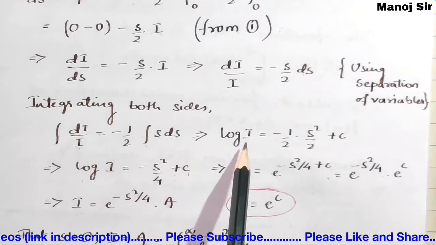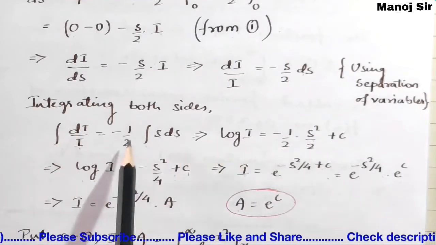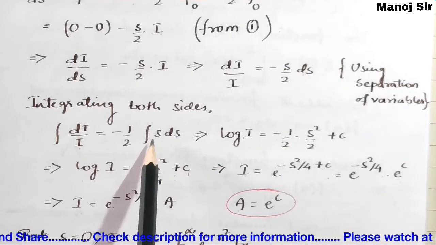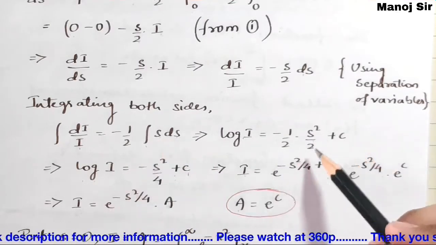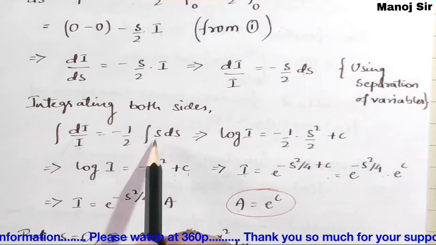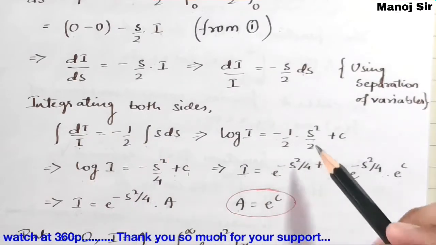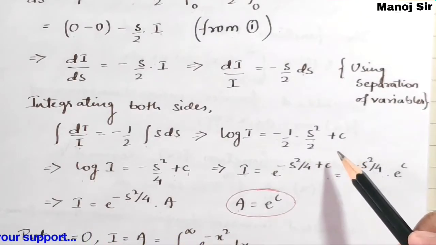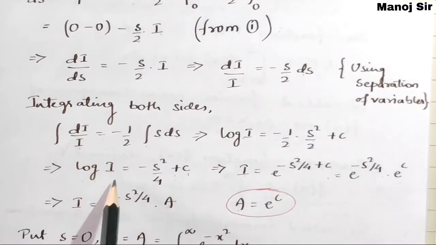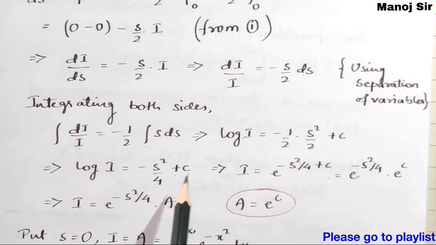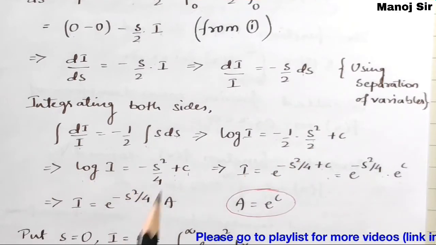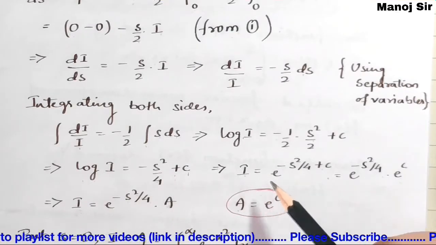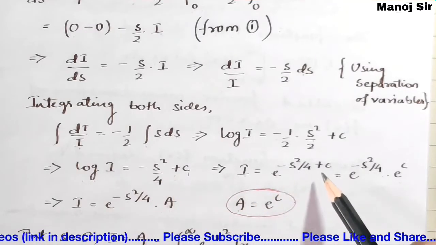Now this will become log I, and this part, minus half, the integration of s ds will become s square upon 2, plus the integration constant c. So we can simplify this: log I equals minus of s square upon 4 plus c. Now taking this log to the other side, I will become e to the power minus of s square upon 4 plus c.